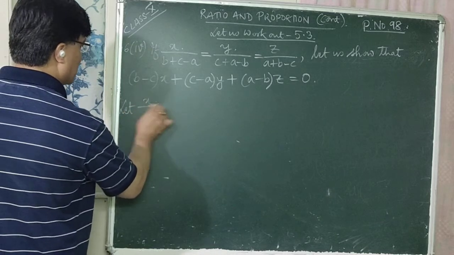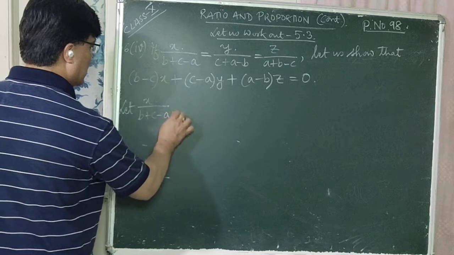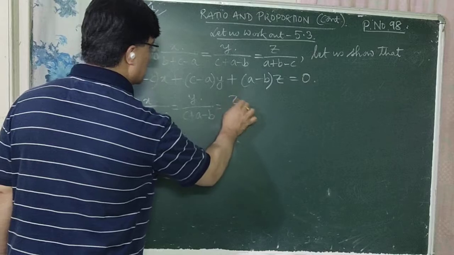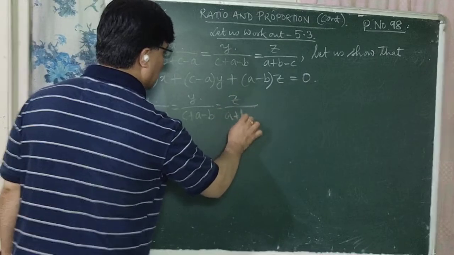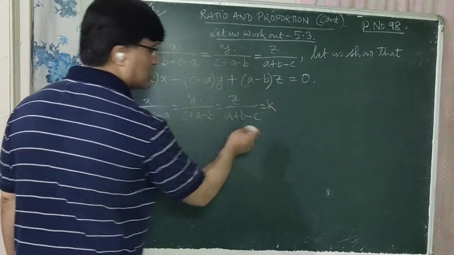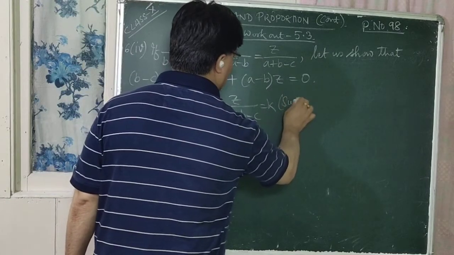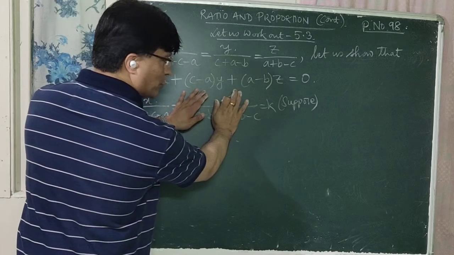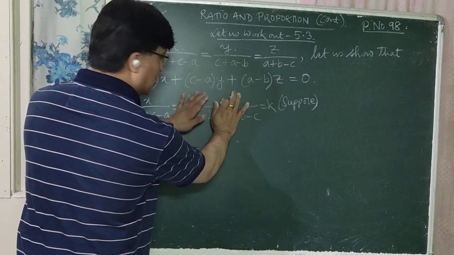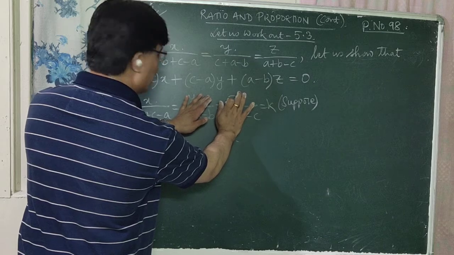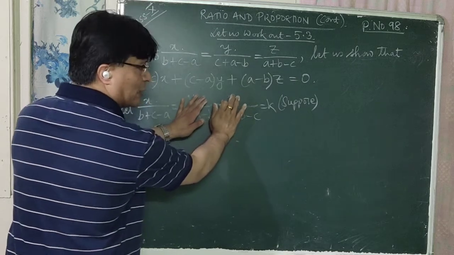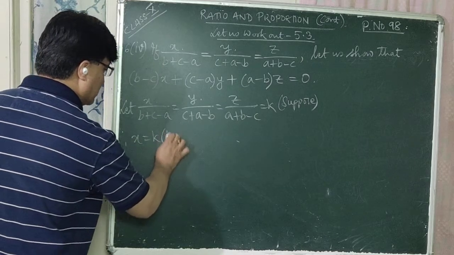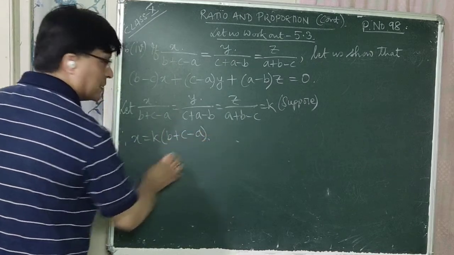Let x upon b plus c minus a is equal to y upon c plus a minus b is equal to z upon a plus b minus c is equal to k. Suppose, right? Now let us hide this y and z. So what is the value for x? x is equal to k into b plus c minus a, isn't it? You can do cross multiplication out here. That is x is equal to k into b plus c minus a, right?